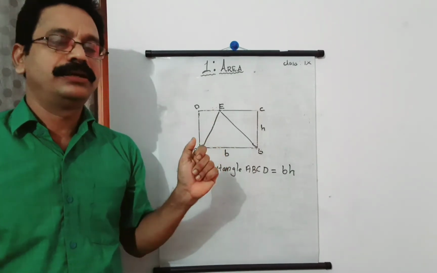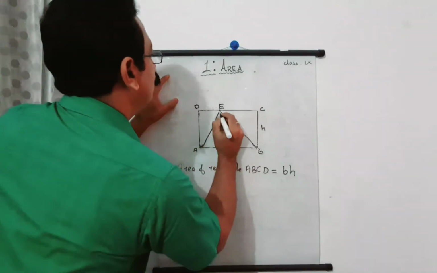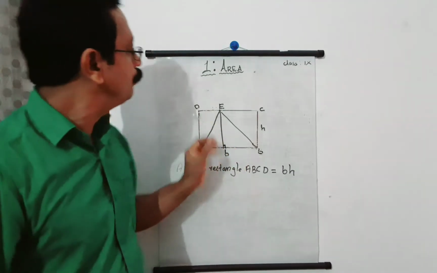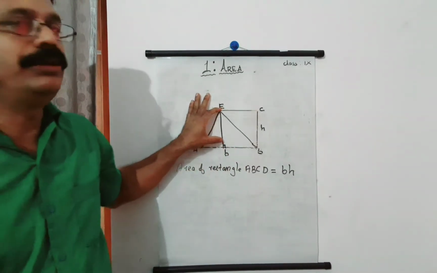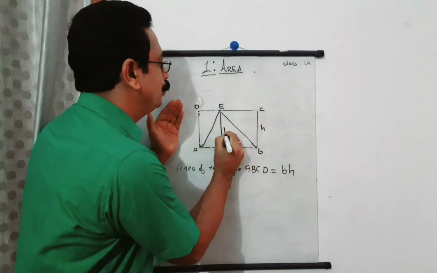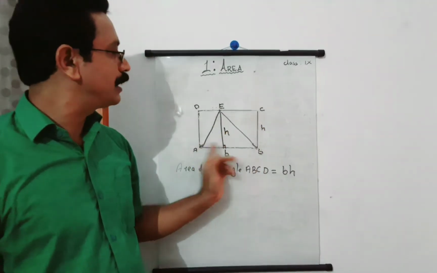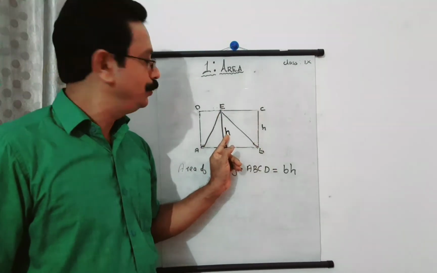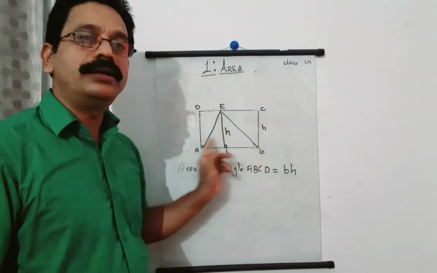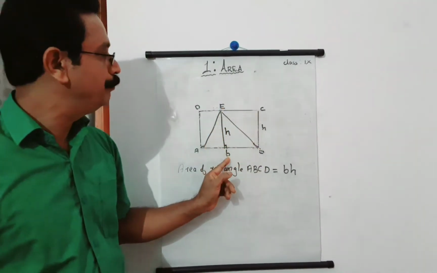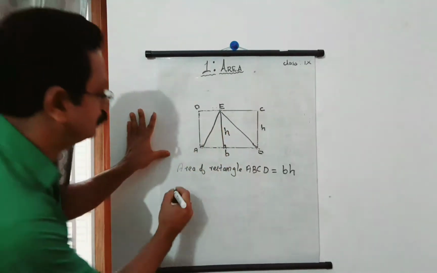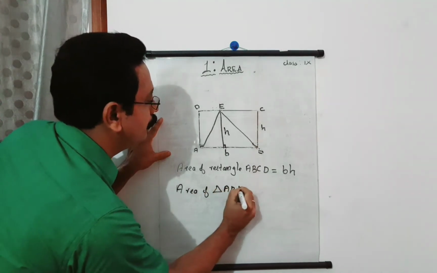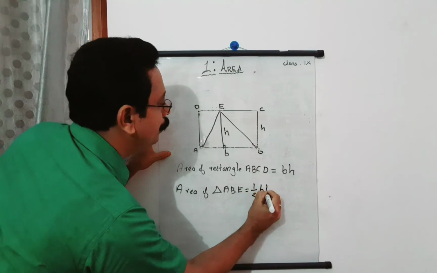But we can find it. How will you find it? You just draw the perpendicular from E to the base. What about length of this height? It will be h. So we got the height of this triangle ABE having base AB. Now you know area of this triangle will be half into base into altitude. That is, area of triangle ABE is half into b into h.